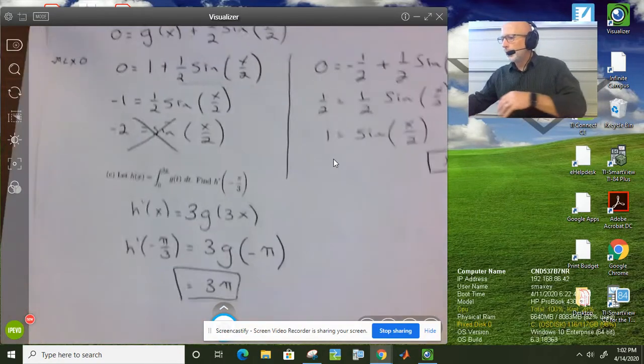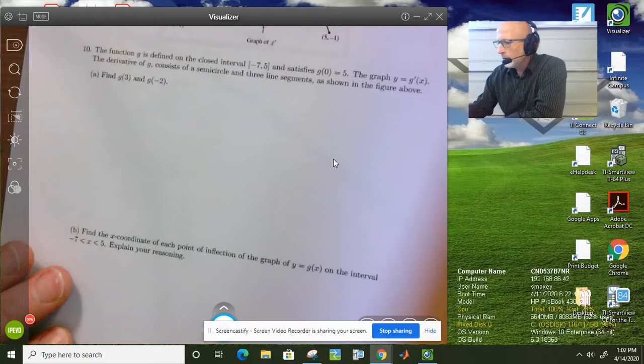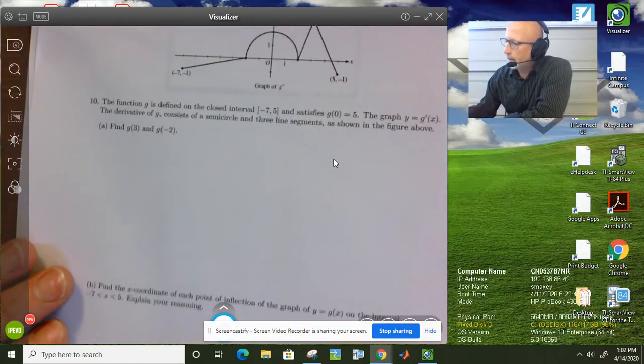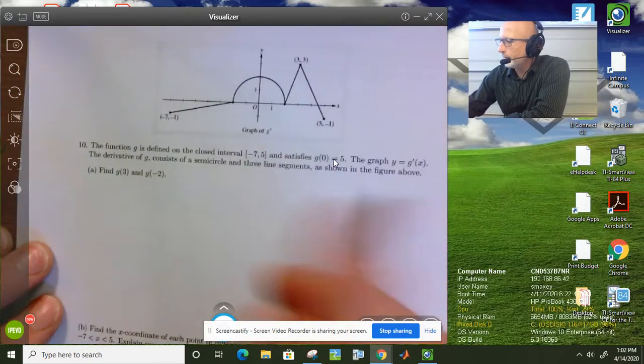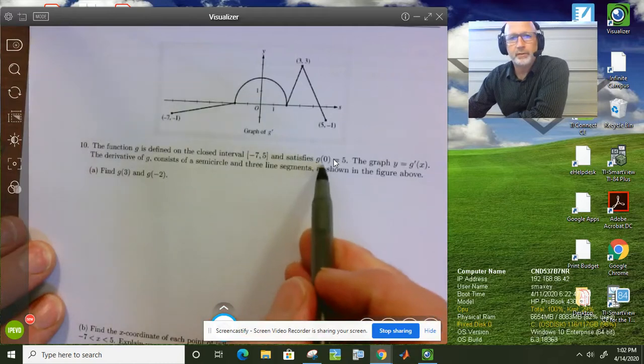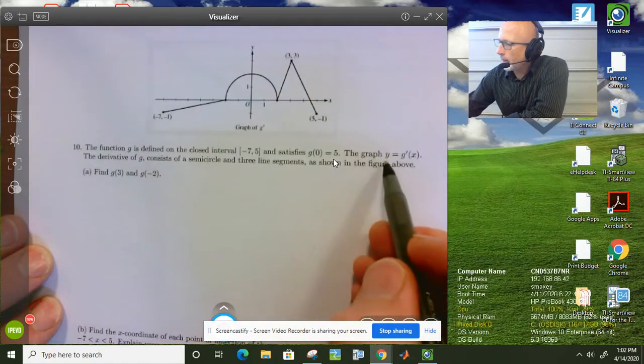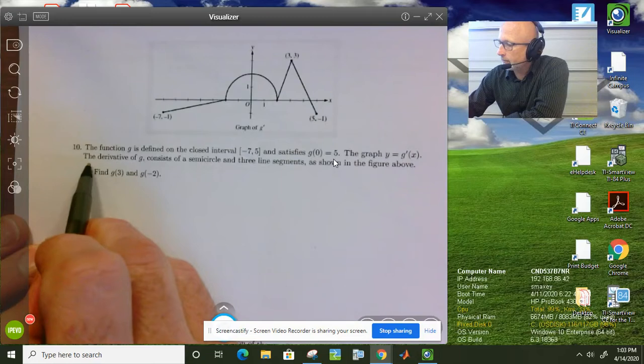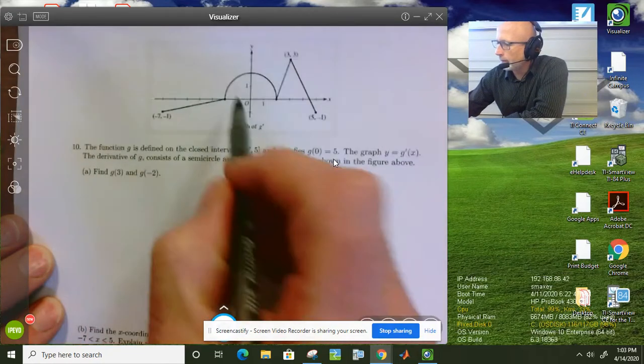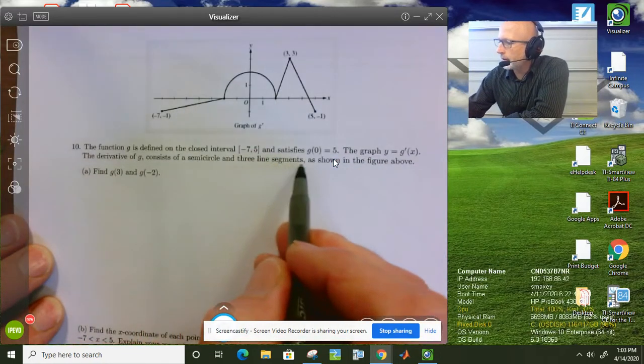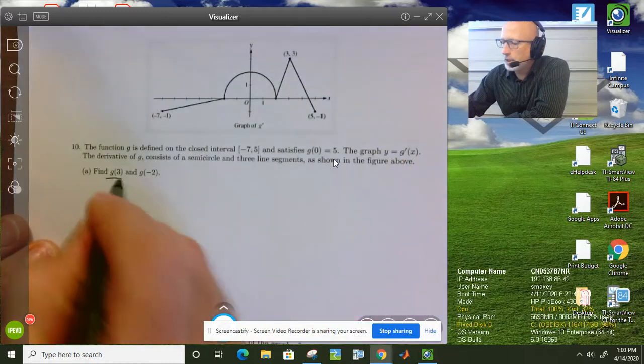Okay, number 10. The function g is defined on the closed interval from -7 to 5 and satisfies g of 0 is equal to 5. The graph y is equal to g prime of x, the derivative of g, consists of a semicircle and 3 line segments as shown in the figure above. Find g of 3 and g of -2.